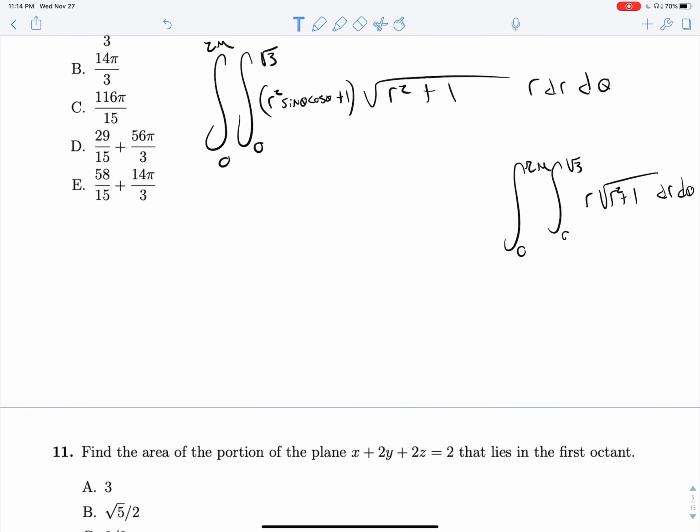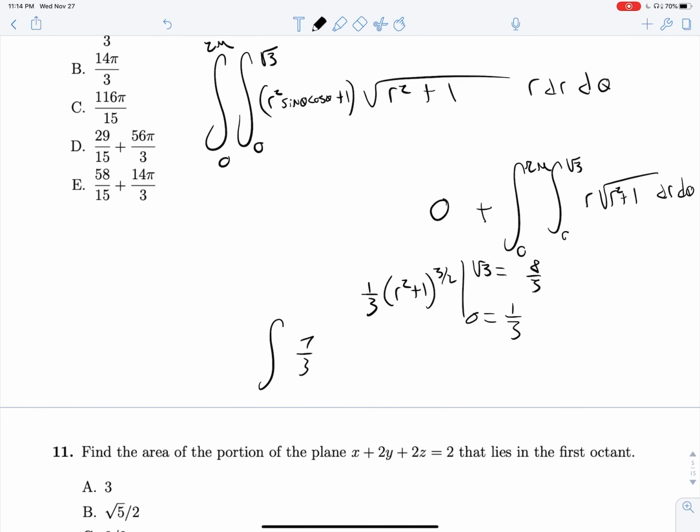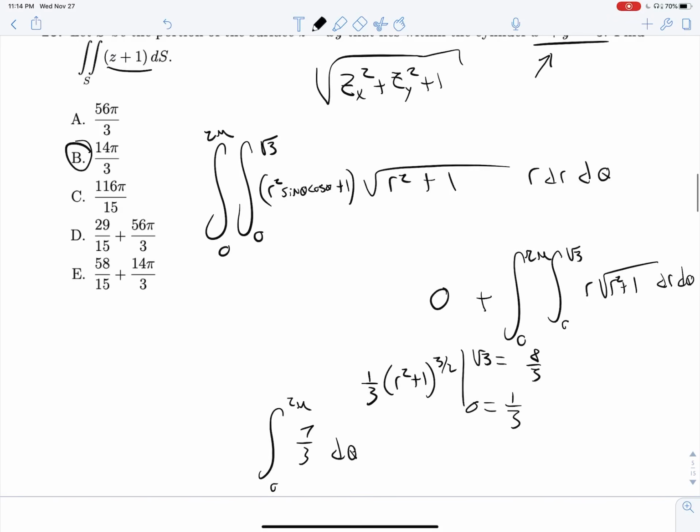So now all that we're left with, since we know that this is essentially 0 plus that, all we have to do is evaluate this. This is just going to be 1/3 r squared plus 1 to the 3/2 on 0 to root 3. Let's see, root 3 squared plus 1 is going to be 4. 4 cubed is 64. Root 64 is 8, so this is 8/3. And right here we're going to get 1 to the 3/2 times 1/3, which is just 1/3. So now we have 7/3 on 0 to 2 pi d theta, which is just 14 pi over 3.